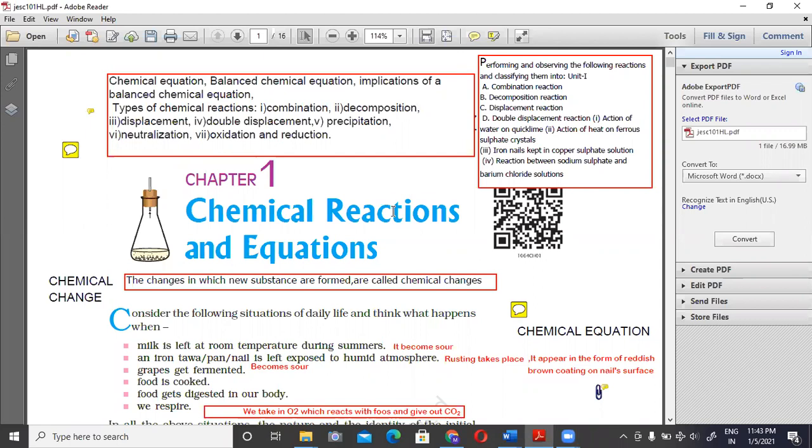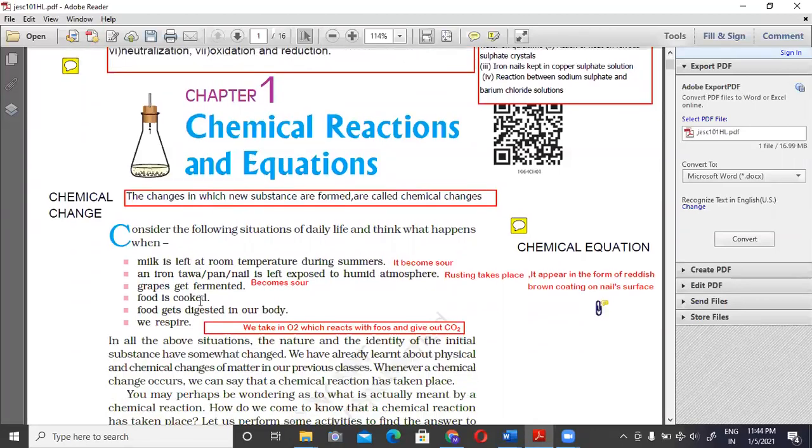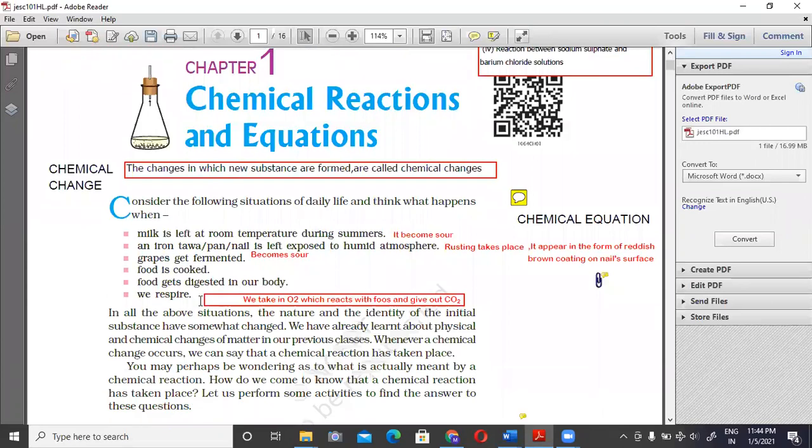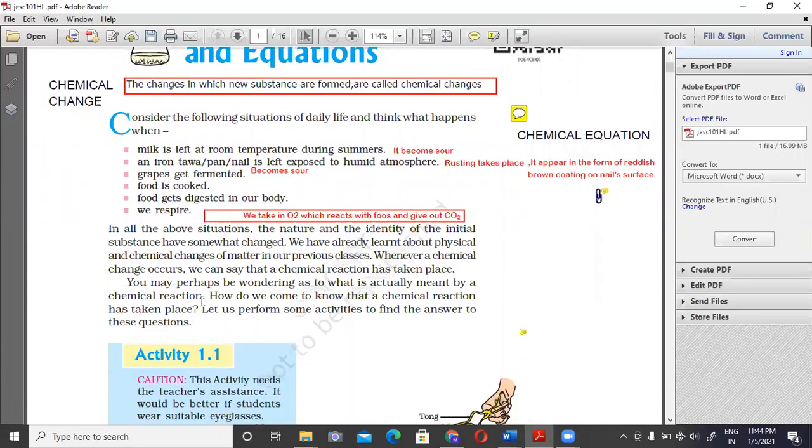Hello students, today we will study chapter 1, Chemical Reactions and Equations. In this chapter we will study chemical equations, balancing of chemical equations, implication of a balanced chemical equation, types of chemical reactions, for example combination reaction, decomposition reaction, displacement reaction, double displacement reaction, precipitation reaction, neutralization reaction, oxidation and reduction reaction. So first of all, before starting the chapter, we have to check our previous knowledge also.